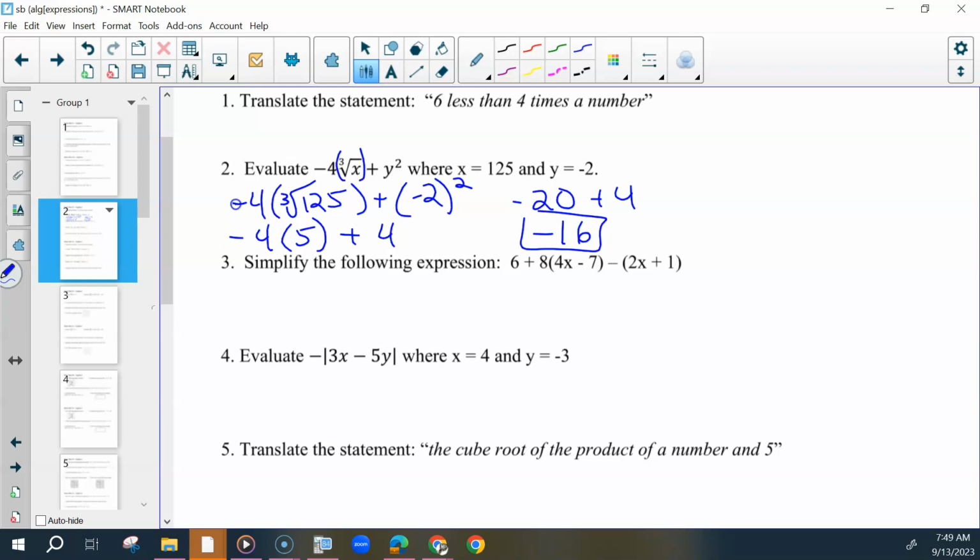If you do not use parentheses when you have something that's squared, you're going to get a negative when you should get a positive. Remember that a negative times a negative equals a positive. If you don't use the parentheses, it's the same as saying -1 times whatever squared. Okay, questions on that one? So -4 times 5 plus 4.